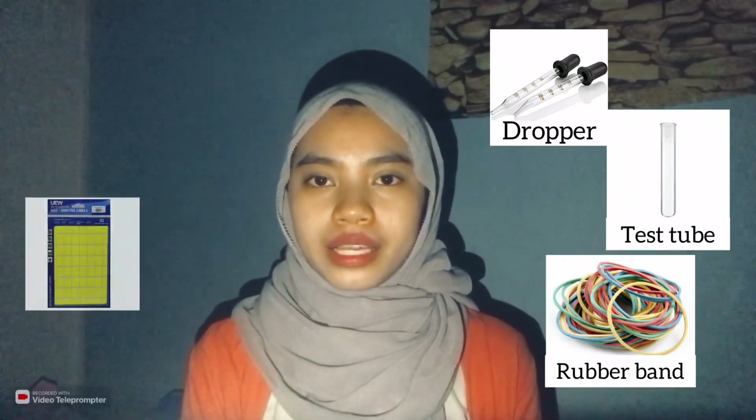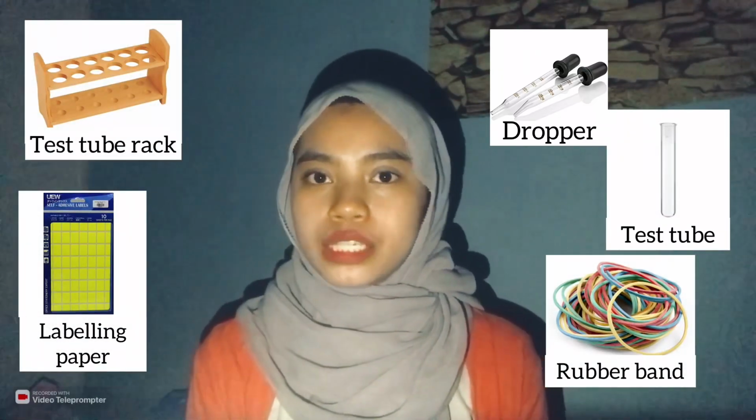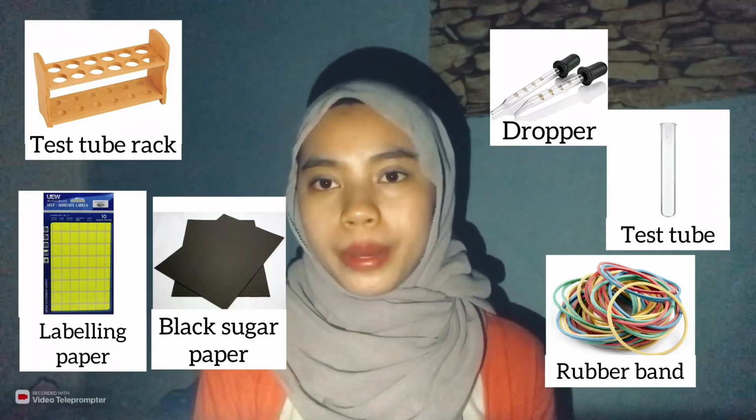The apparatus that we need in this experiment are dropper, test tube, rubber band, labeling paper, test tube rag, and black sugar paper. Chemical reagents that will be used in this experiment are toluene, cyclohexane, cyclohexene, dichloromethane, 0.01 molar potassium permanganate KMnO4, and 4% bromine in dichloromethane.